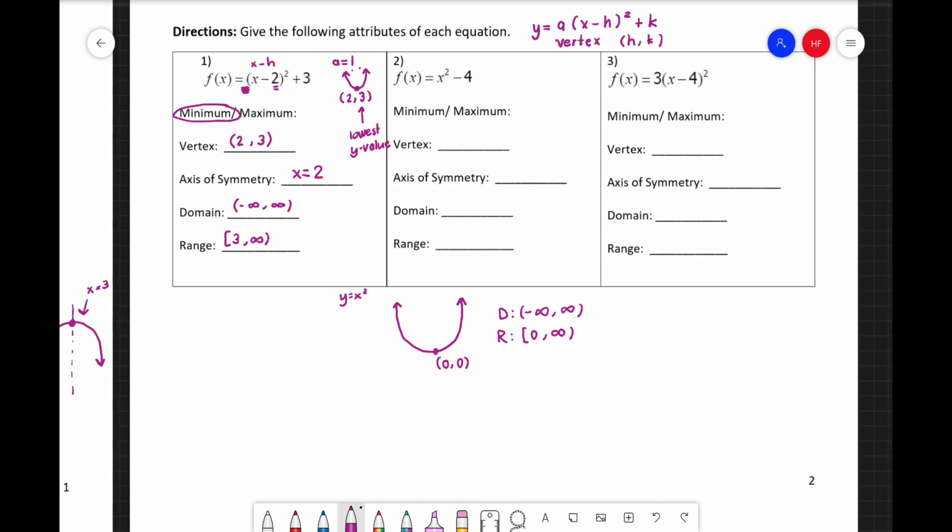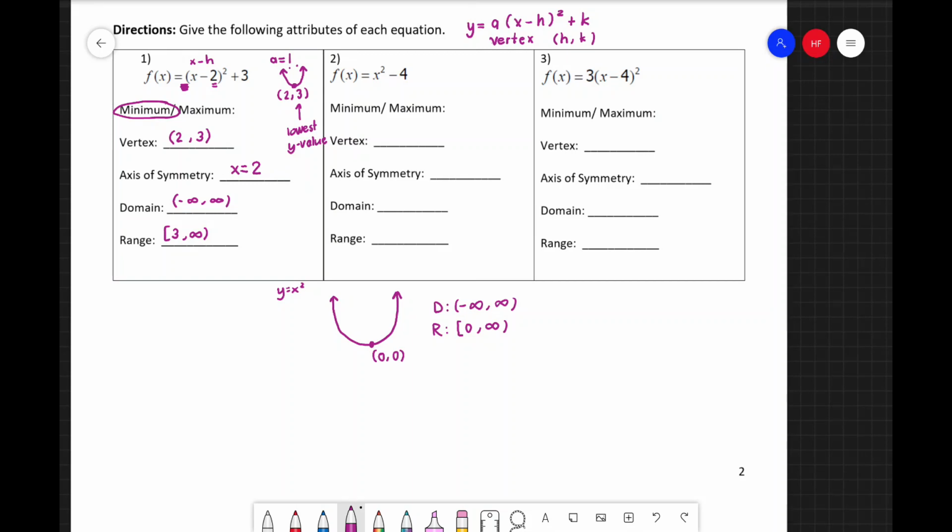Now on number 2, we have x squared minus 4. Alright, sorry about that. The tablet did not want to work with me.